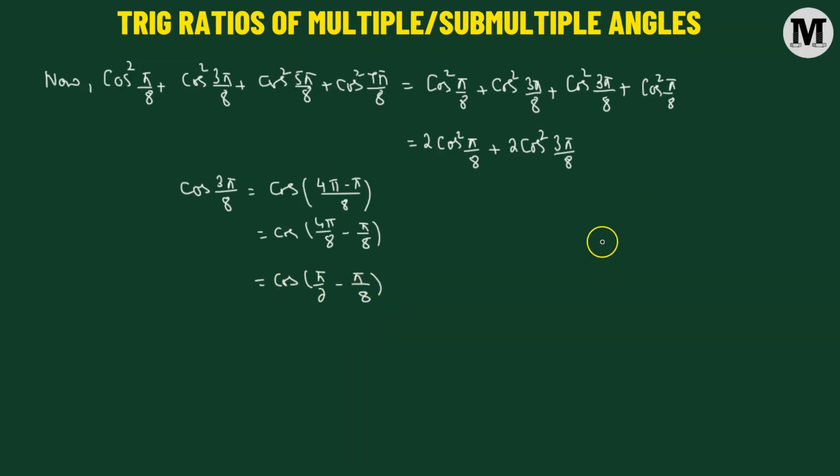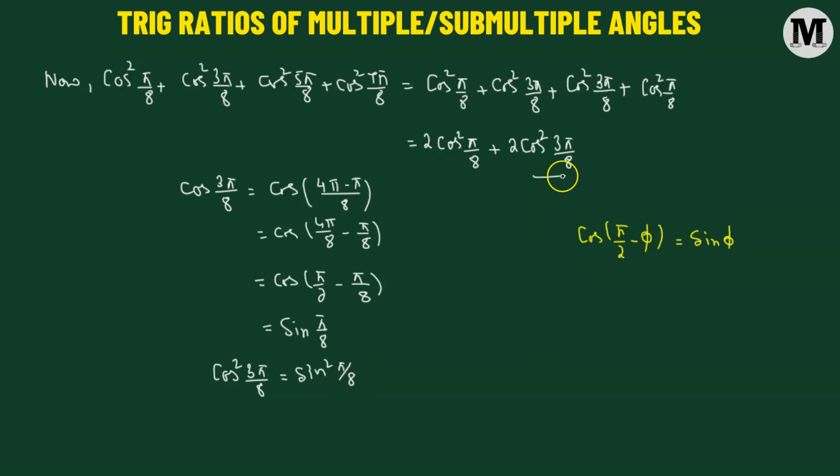And we know for a fact that whenever we have cosine of pi over 2 minus some angle phi, then this becomes equal to sine of the angle phi. So in our case, since we have cosine of pi over 2 minus pi over 8, we're going to get sine of the angle pi over 8. So in other words, we can say that cosine of 3 pi over 8 is equivalent to sine pi over 8. Let's square it. We're going to get cosine squared 3 pi over 8 equivalent to sine squared pi over 8.